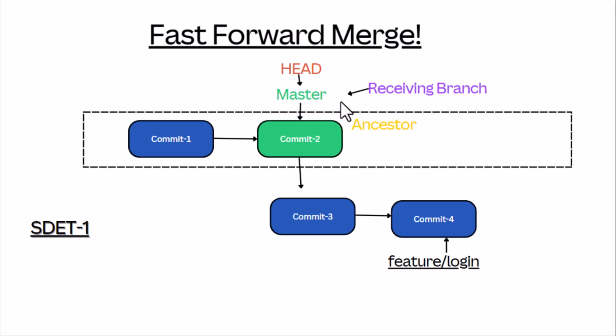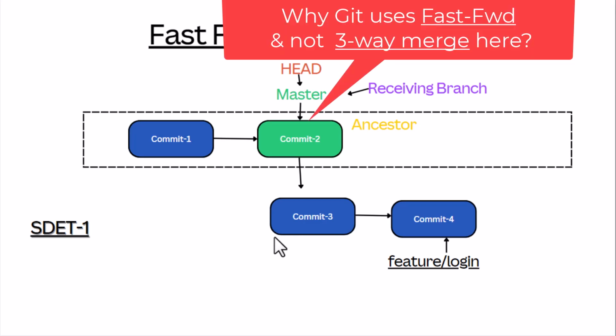So as the process, what we'll do is, after we have made all the commits in the feature/login branch, we will check out the master branch using the command git checkout master. Our master branch will become the receiving branch, and once that is done, we will run the command git merge feature/login to merge this branch into master branch. Let's understand that if we raise merge request now, why Git will use fast forward merge and not three-way merge?